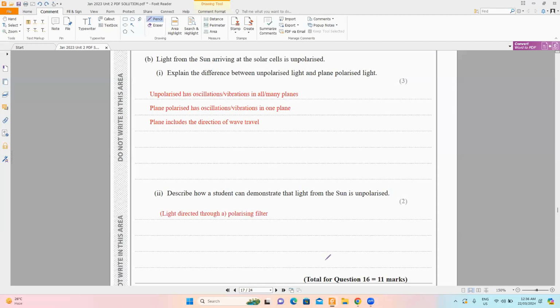So my answer is light directed through a polarizing filter. This gets you point 1. And the second point is there is no change in intensity. And guess what, guys? Had light been polarized, the rotation of the filter would have caused a change in the intensity of light. And the moment you see that the intensity changes, rest assured this is polarized light, not unpolarized. So one more time, when unpolarized light is passed through a polarizing filter and rotated, there is no change in intensity.